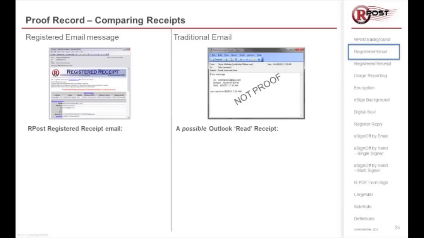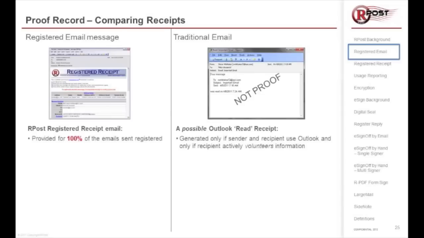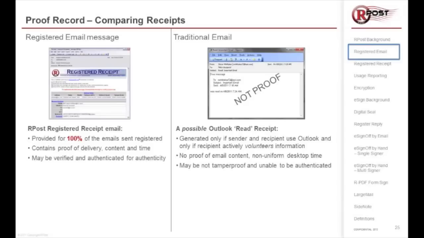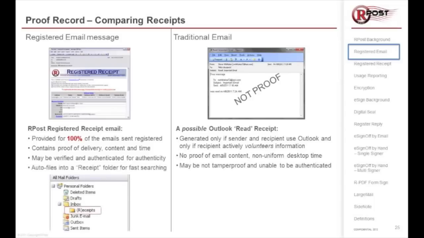If we want to compare it to an Outlook read receipt, they're quite different. With RPost, the receipt is sent back and returned to the sender 100% of the time when the service is used. It contains that proof of delivery, content, and time. No action on the receiver's end. And it can be verified or authenticated for the authenticity of the record in case it's ever challenged. Now, what's important is we also, by default, send the receipt back. We return the receipt back to the sender and put it right into a receipt folder so that it automatically is filed without having any extra steps for the sender.